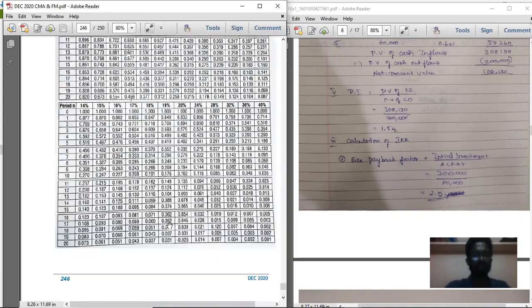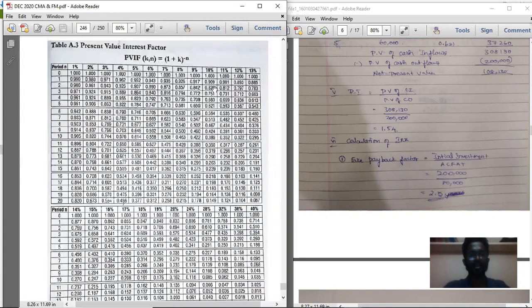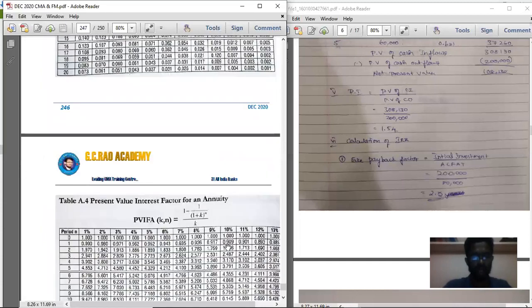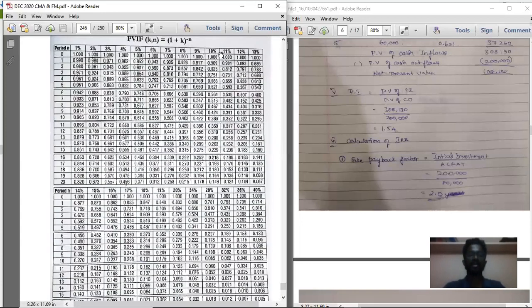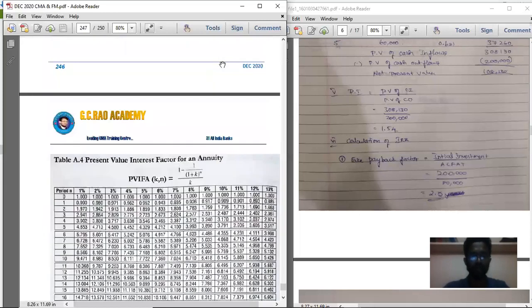For 10%, consider 1 rupee for the present day. For 1 year ending it is 0.909. For 2 years it is 0.826. So at the end of 2 years, how much is the value under annuity factor? 1.736. This 1.736 is nothing but the summation of first year and second year, that is 0.909 plus 0.826. You are getting 1.735, which is nothing but 1.736. So this is how the annuity factor works.